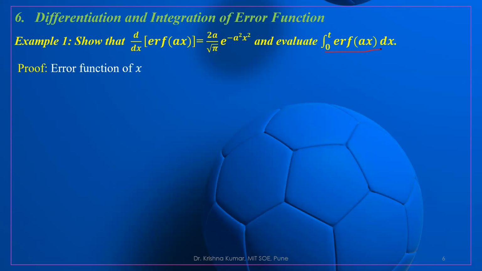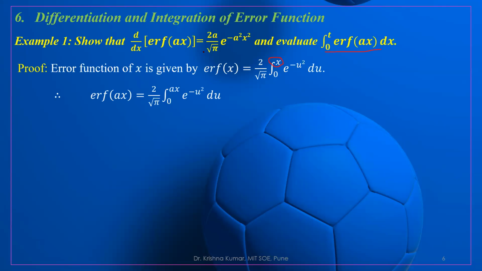Let us first define the error function of x. It is given by this. Here x is not given, it is ax, so we replace x by ax. We are getting 2 upon root pi integration of e to the power minus u square du under the limit 0 to ax. Now, we have already told you that the error function is not just a simple function, it contains the integral sign. That is why we do not differentiate directly, we use differentiation under the integral sign.